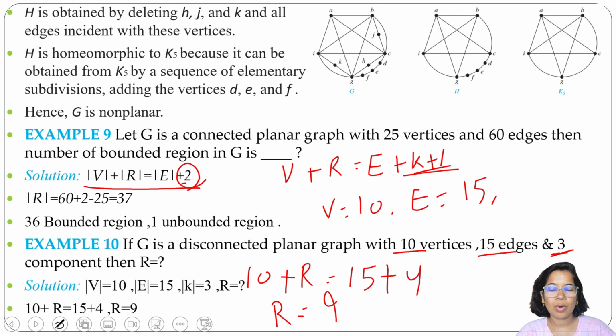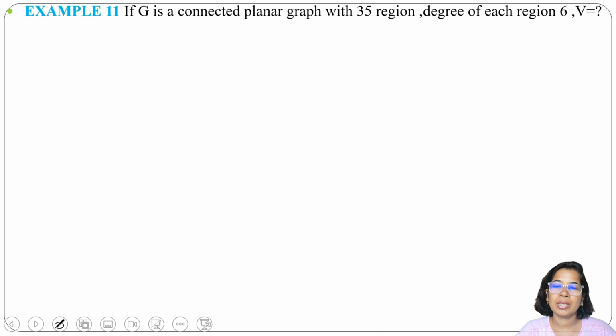Clear? If there is one connected component, formula is B plus R equals E plus 2. If there are multiple connected components, it will be B plus R equals E plus number of connected components plus 1. Next example, example 11. If G is a connected planar graph with 35 regions and degree of each region equals 6, then it is asking number of vertices.